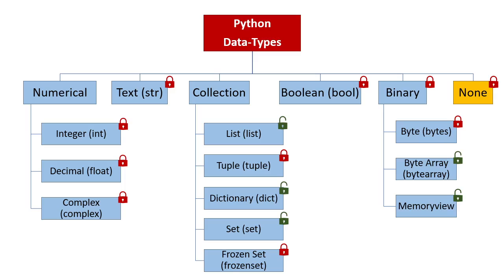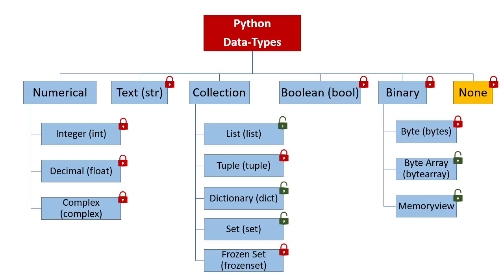In this graphics, what you see is there are different data types such as numerical. Under numerical, we have integer, decimal, or complex numbers. There are textual data type known as a string. There are collections. Under collections, we have list, tuple, dictionary, set, frozen set, Boolean, binary, under which there can be bytes, byte array, or memory view. And on the yellow, on the far right side, you can see a special data type called none.